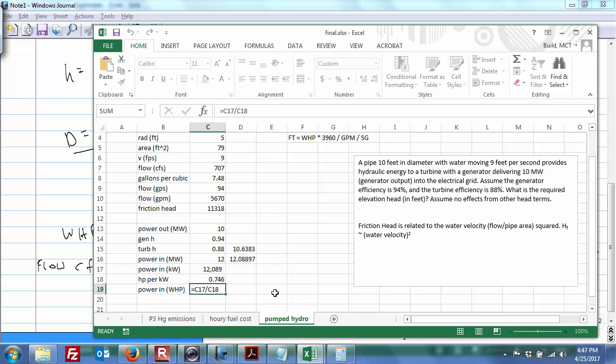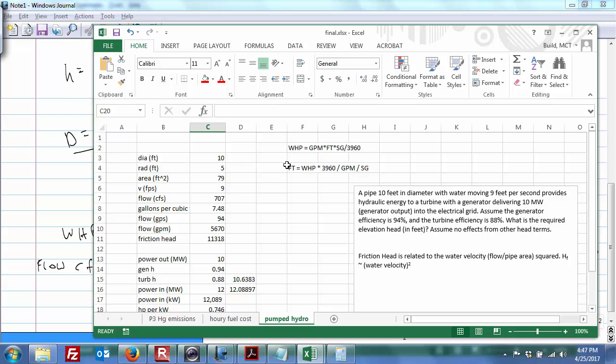Can we look at the area again on that? Yeah, so let's look at the area. So the diameter says it's 10 feet in diameter. Its radius is 5 feet. So the area is pi r squared. So I got 5 times 5 times pi, 25, about 79 square feet. Now the velocity is 9 feet per second. So the flow is 707 cubic feet per second.